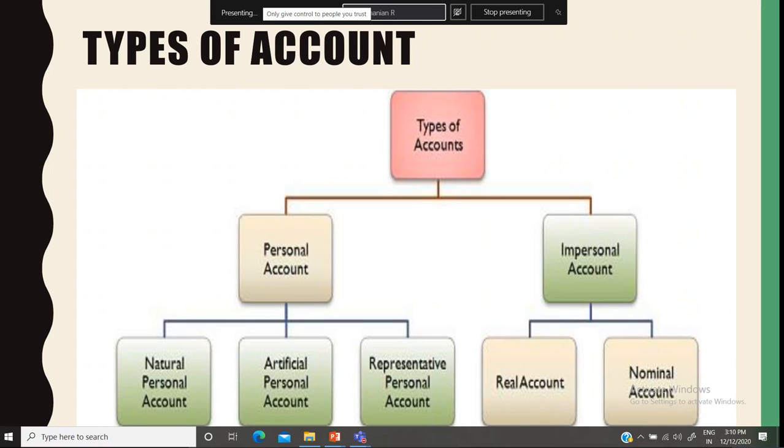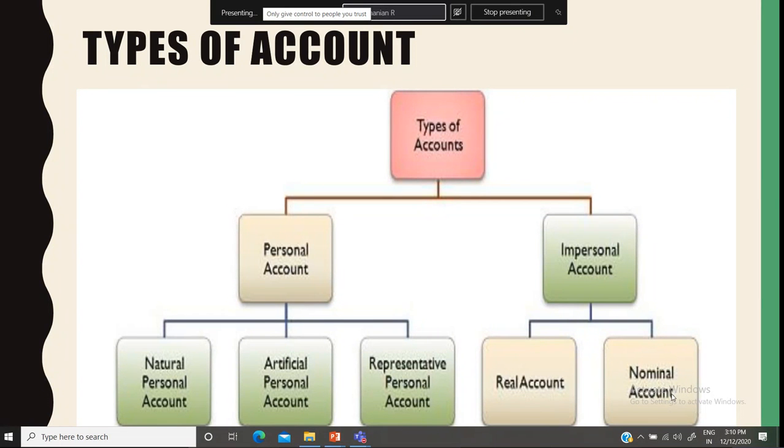So that's what the personal account is. Capital account, drawings account, everything comes under the personal account only. And the impersonal account has the real account and the nominal account. Real account covers all the assets, whether assets are coming into the business or going out of the business. Cash is coming or cash is going. Machinery is coming or machinery is going out of the business. Like that only we will be recording. Tangible and intangible will come under this only.